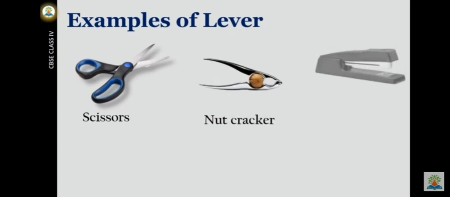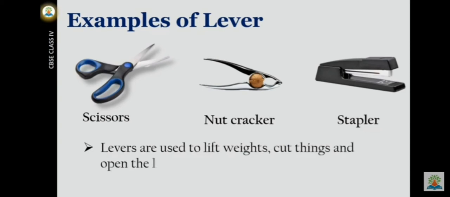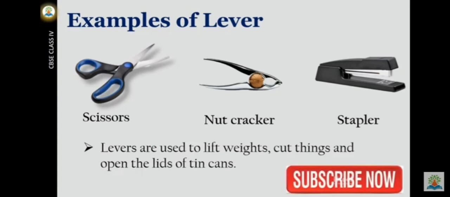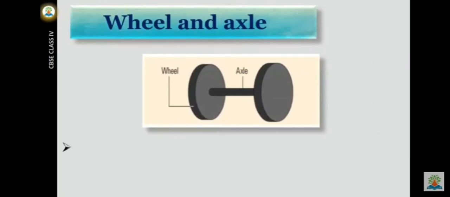So the examples of the lever are scissors, nutcracker, stapler, and these levers are used to lift weights, cut things and open the lid of tin cans. But we have to apply the force, that is called effort. And जितना भी हम close होंगे fulcrum के, that makes our work easier. उस fixed point के बेटा हम जितना close रखेंगे उस ऑब्जेक्ट को जिसको हमें मूव करना है, that will make our work easier.